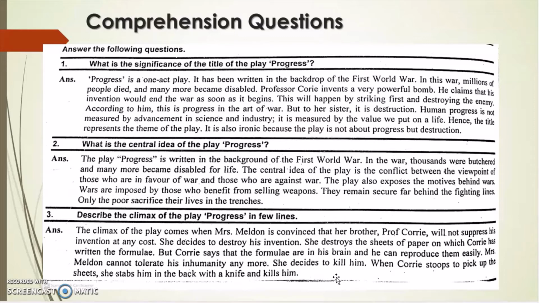So that is the changing. That is a turning point. When Corey stoops to pick up the sheets, she stabs him in the back with a knife and kills him. So that's the climax of the play. But with the climax comes the end of the play also.